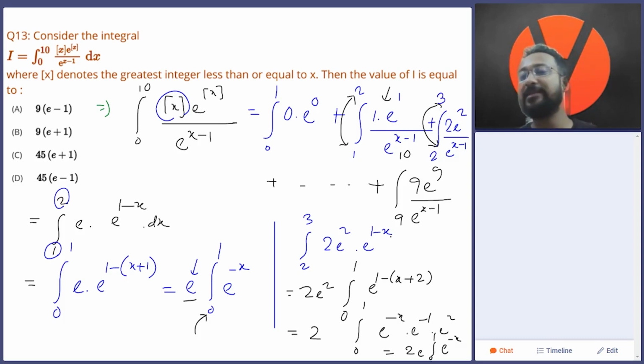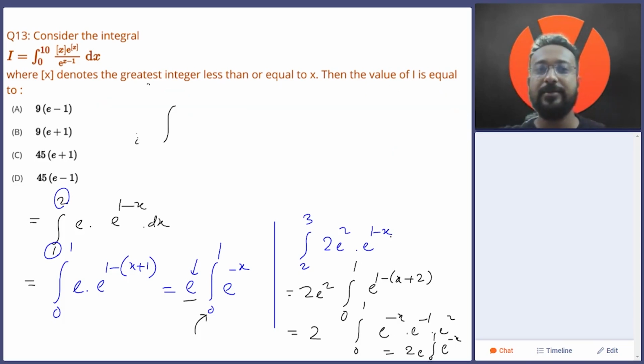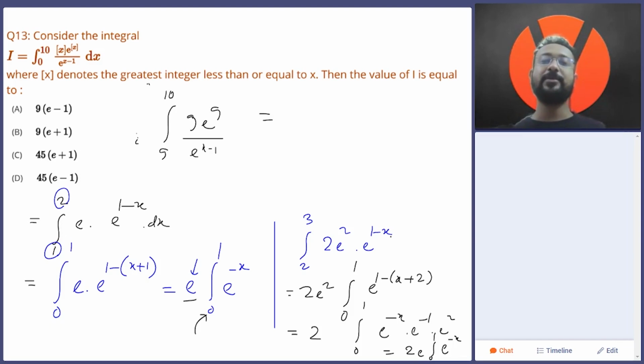So, sir, it will go on like this. Let's check whether it is working in the last integral or not. Correct? The last integral would have been what? This was from 9 to 10. Correct? And then we had 9 e power 9 by how much? e to the power x minus 1. So I hope you can see, sir, if I want to make this 0 to 1, I have to reduce this by 9. This will become 0 to 1. 9 e power 9 into e to the power x minus 1 becomes 1 minus x. But if I reduce this by 9, I have to increase x by 9.